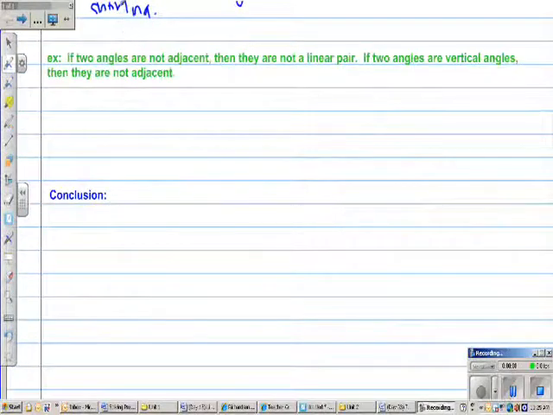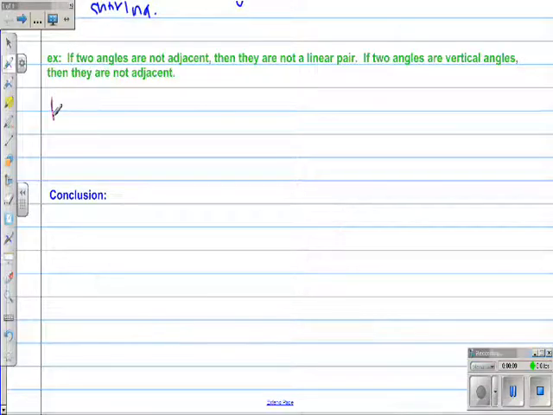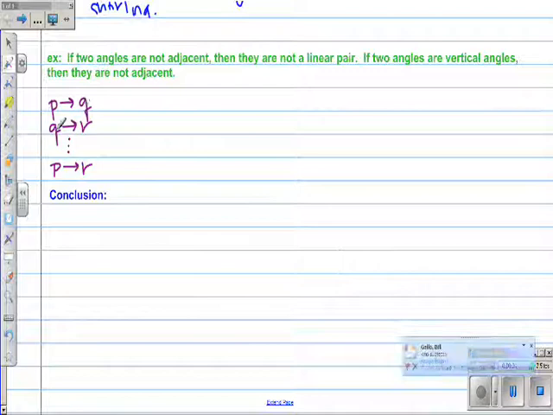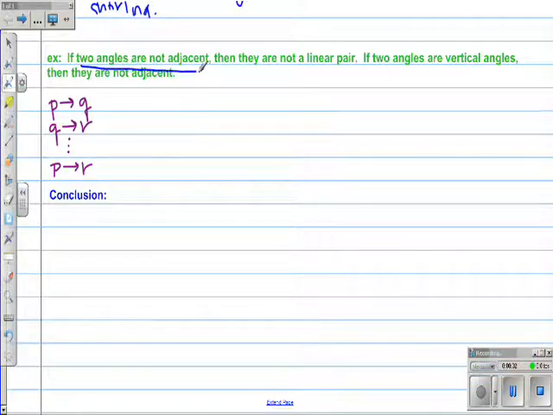If two angles are not adjacent, then they are not a linear pair. If two angles are vertical angles, then they are not adjacent. Well, we know from our law of syllogism that it states if P, then Q, and if Q, then R, then the conclusion would be P implies R. Well, you notice that the part that is repeated is your Q. So that means in our sentence, whatever is repeated is going to be our Q. We see two angles are not adjacent here, and they are not adjacent here. So this is going to be your Q.